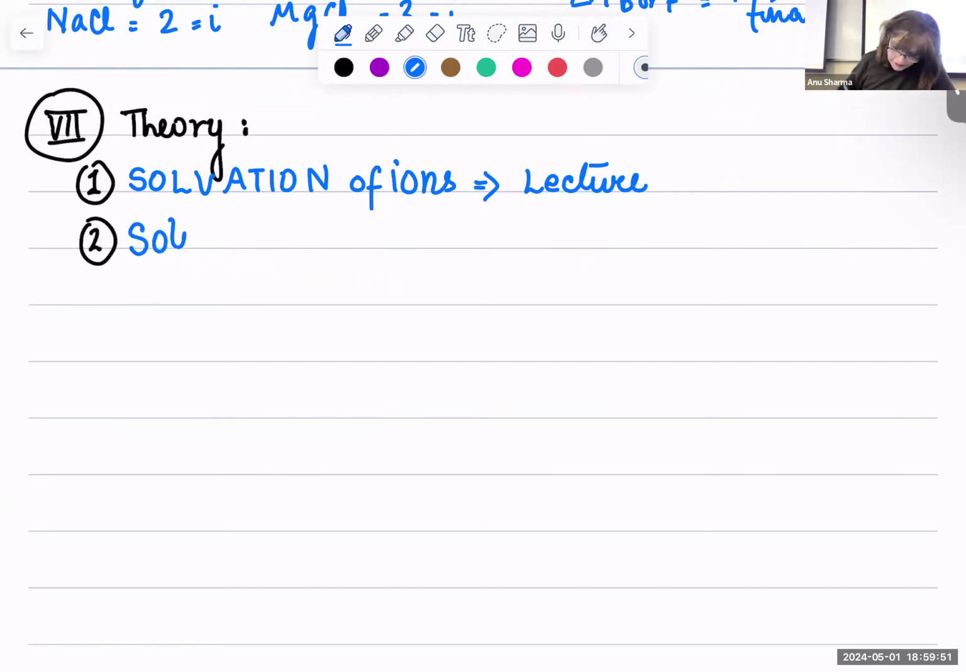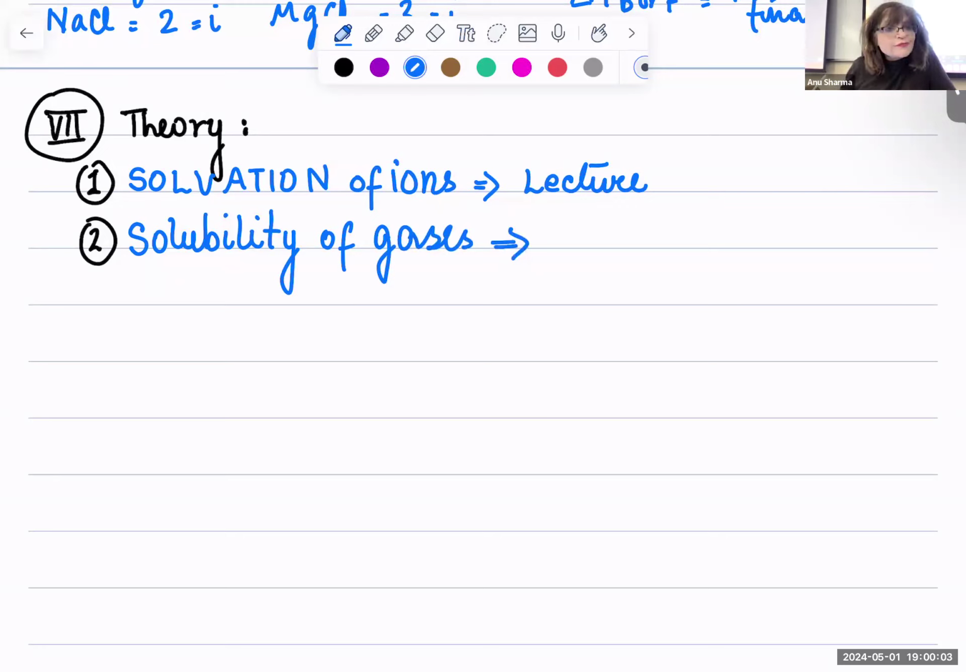Next, what happens to the solubility? We covered the solubility of solids and liquids, but what happens to the solubility of gases when the temperature increases and when the pressure increases? The solubility of gases decreases when the temperature increases. Okay, so keep that one thing in mind.